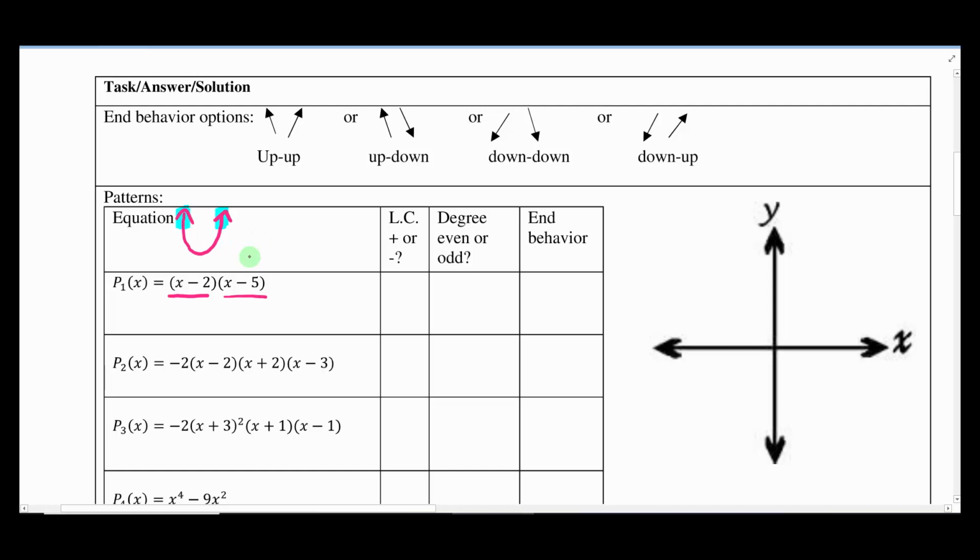The other possibility for a parabola is that it's upside down, right? If it's been reflected, we get a parabola that kind of looks like this, and then when we look at the ends of that parabola, it's going down and down. Okay, so let's take a look at this parabola.